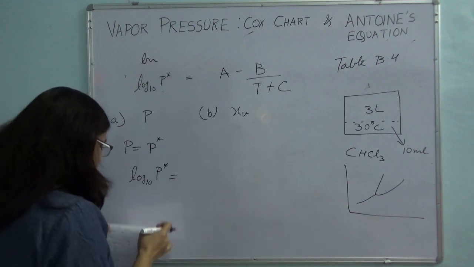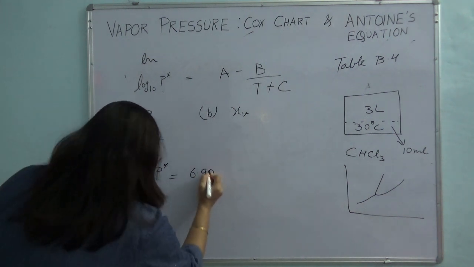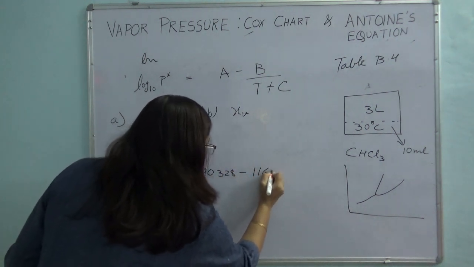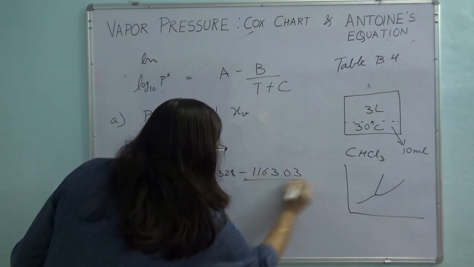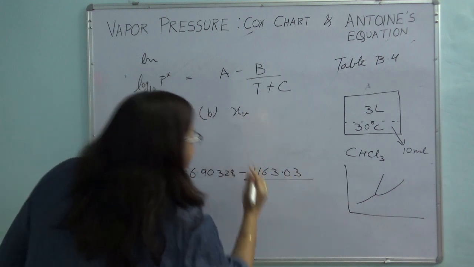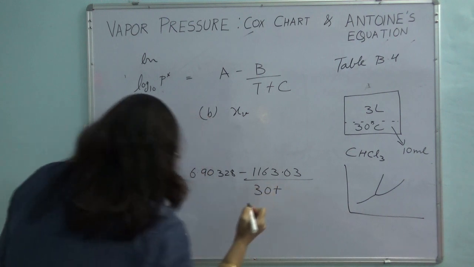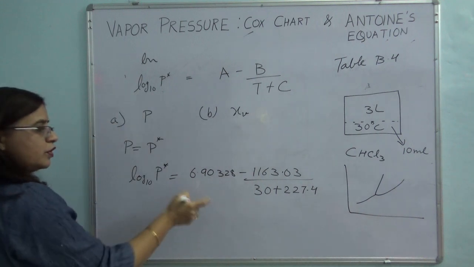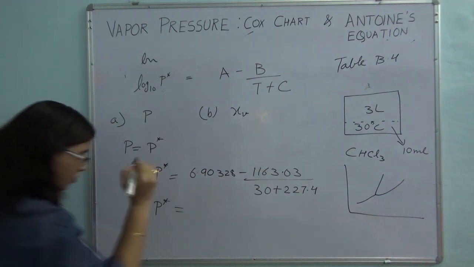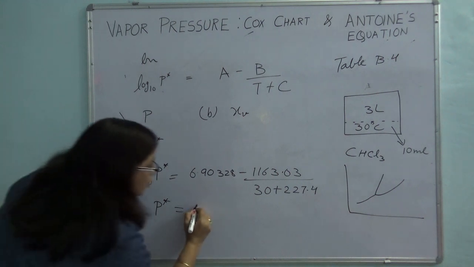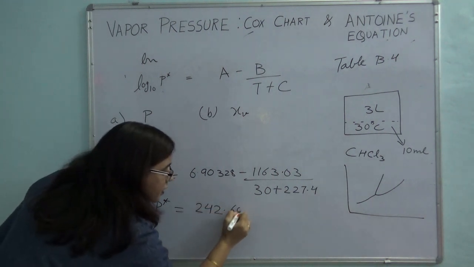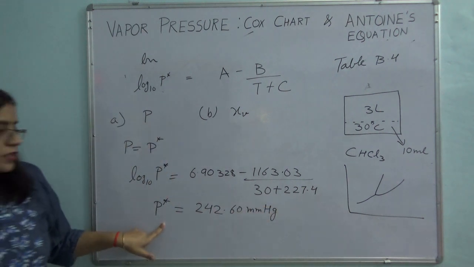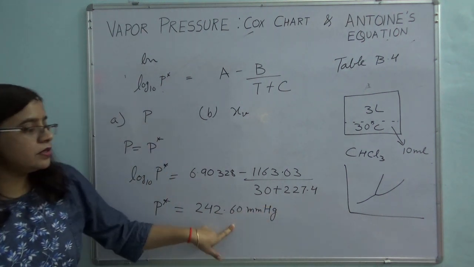So you can go and do it. Okay, 6.90328 minus 1163.03. This temperature is in Celsius. Okay, so I am going to put 30, and the value of C listed over there is 227.4. If I solve this equation, the value of P star comes out to be 242.60 mm of Hg.